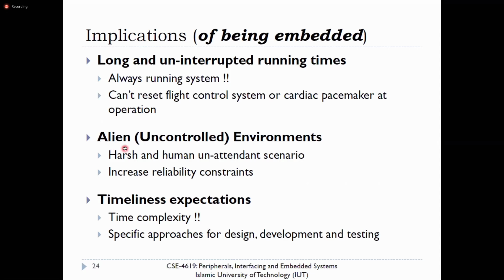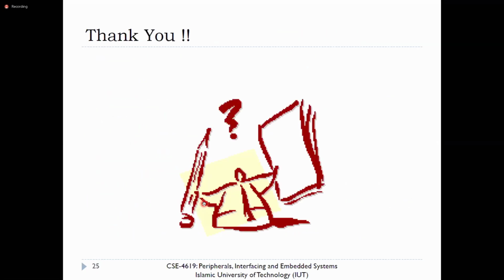And already I have talked about the alien environments. Harsh and human unattended scenarios can be covered by the embedded devices, and it increases the reliability constraints as well. And finally, the timeliness expectations, the time complexity, that means any real-time scenario can be captured by the embedded system. So these are some implications you can consider. I have shown you 5 implications, and that's it for today.